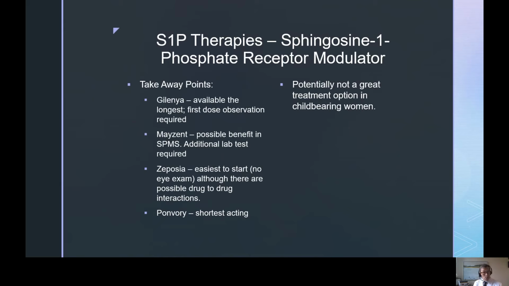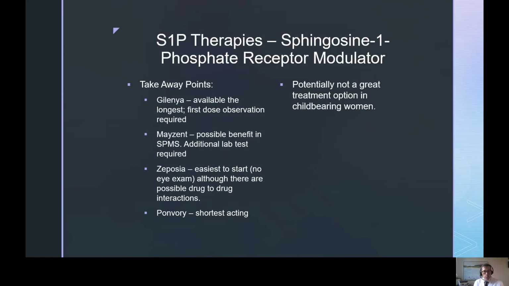So some takeaway points, because there's multiple agents within this category, and how do you choose which one? Gilenya has been around the longest. It was first approved in 2010. First dose observation is required. So for some patients, that's not ideal because it takes maybe an extra day away from work or from family. Mayzent was actually studied in patients with secondary progressive MS, so there may be some benefit for patients that are transitioning to that form of the disease. Additional laboratory tests are required, although typically that's not a big deal.